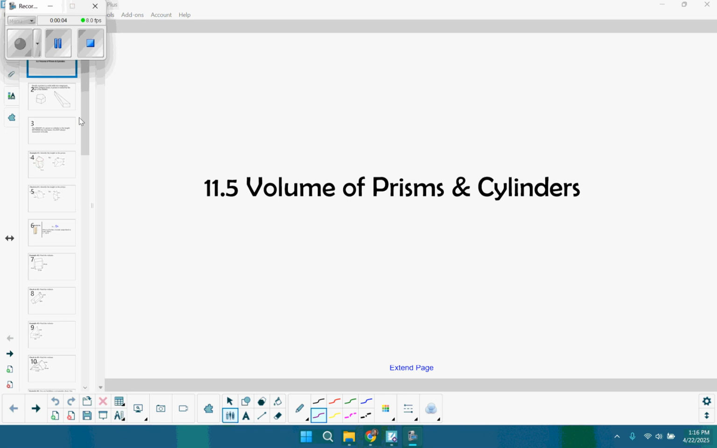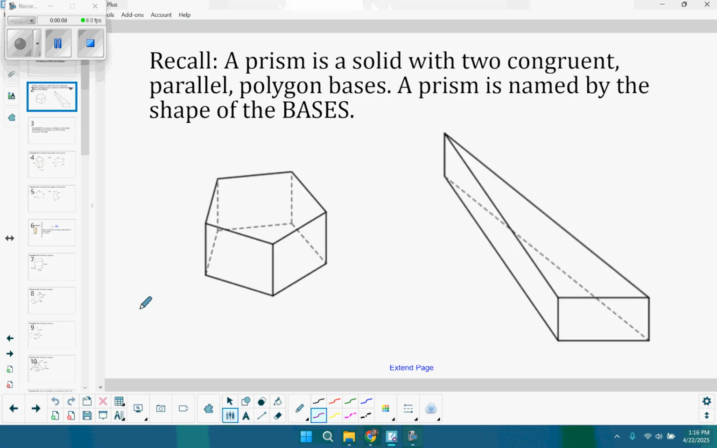This is lesson 11.5, volume of prisms and cylinders. So if we recall, a prism is a solid with two congruent, parallel, polygon bases, and we name it by the shape of the bases. So here, the top and bottom would have been my bases because the top and bottom are the shapes that match. The rest are all rectangles.